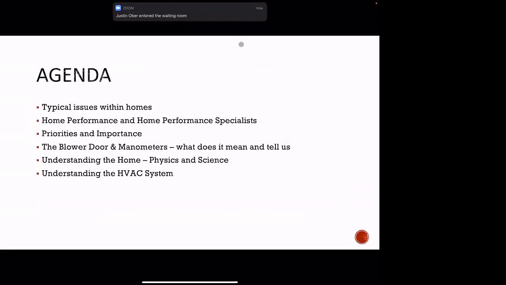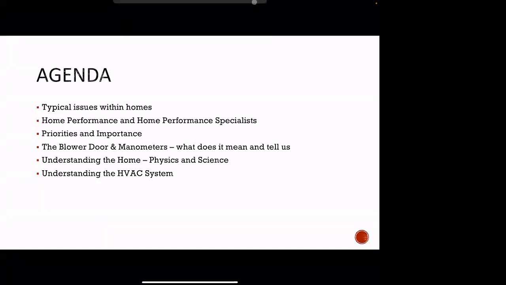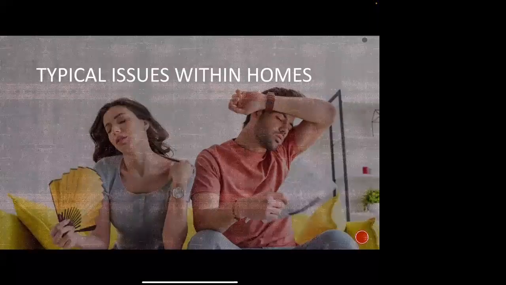So today's agenda is going to be typical issues within homes, home performance and home performance specialists, priorities and importance, the blower door and the manometers, and what does it mean and what does it tell us, understanding the home, the physics and science behind it, and understanding the HVAC system. We're going to start with typical issues within homes that we run into.